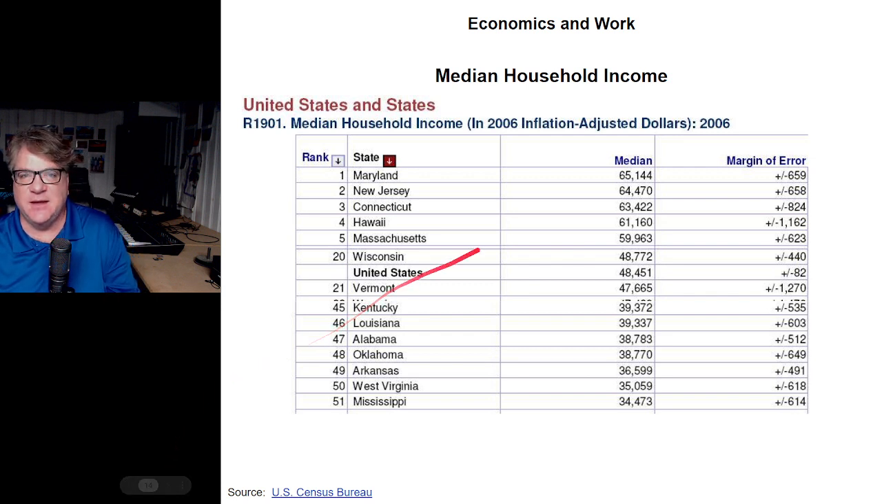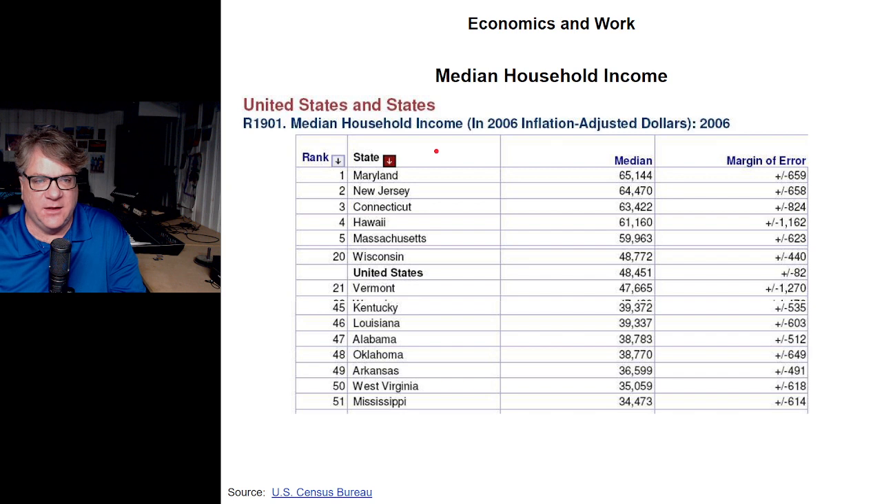And I've done the same thing here. This is 2006. You're looking at median household income, the average household income by state, and I'm putting the United States, the states compared to the United States in here. So there's the United States. This is from 2006. And these are the states with the highest household income. And these are the states with the lowest. Of course, you can see Kentucky there.